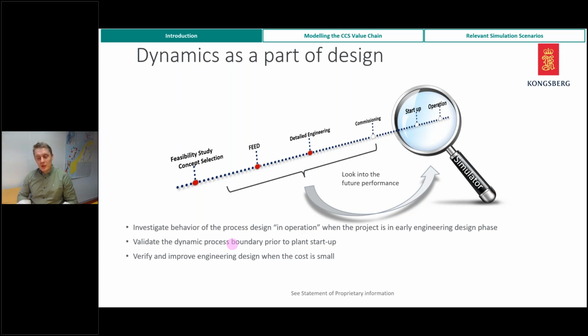So starting out early with simulations is always a good idea. Of course, in these early phases, the cost of actually making a change is small. And that's why we use this illustration of the simulator being in a way a magnifying glass that can help you see into the future and discover how your process is going to cooperate with the adjacent system boundaries.